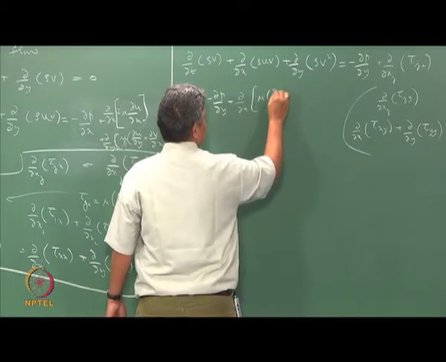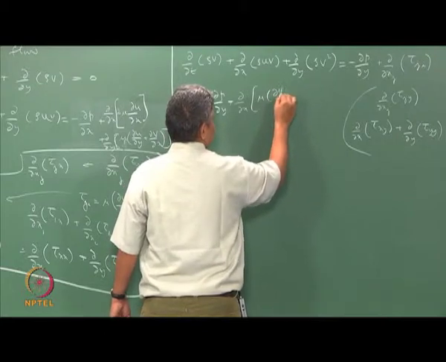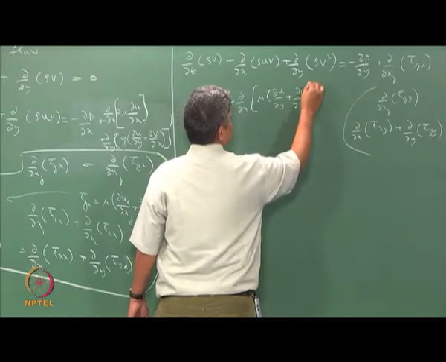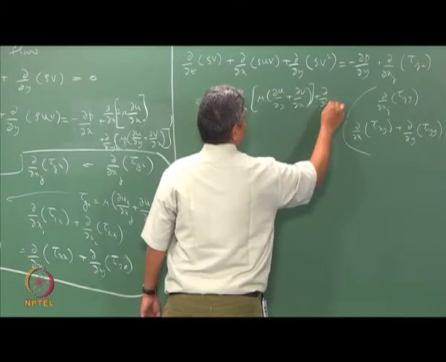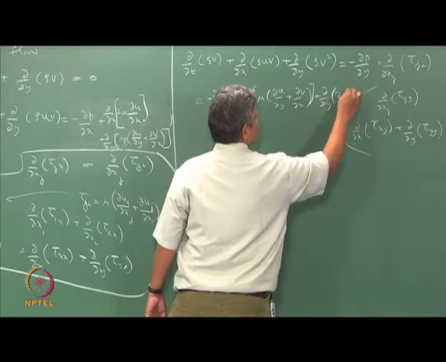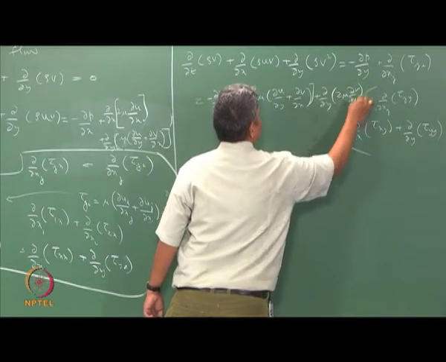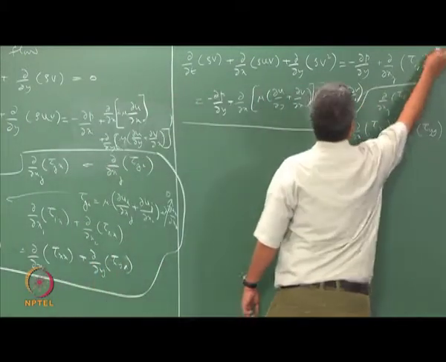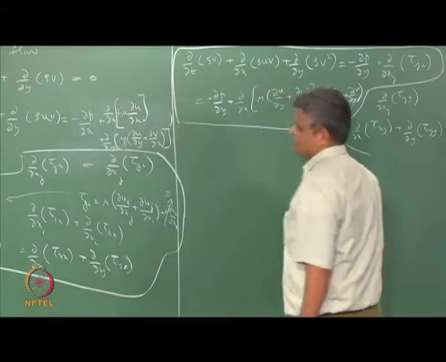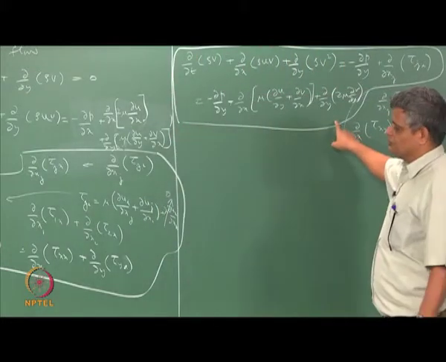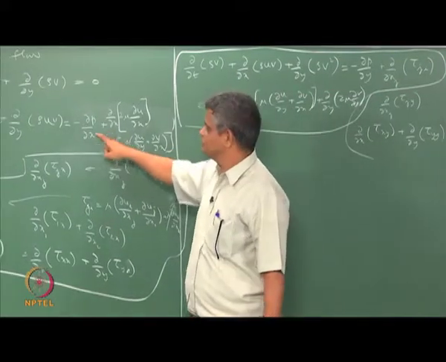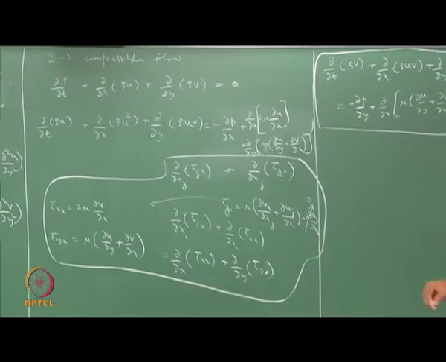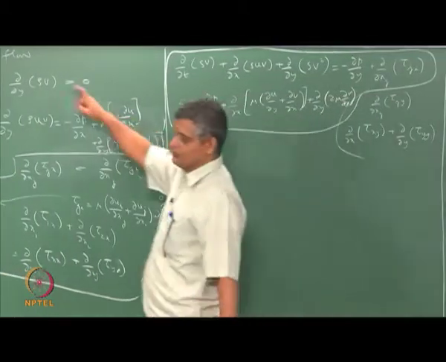plus ∂/∂x of μ (∂u/∂y plus ∂v/∂x) plus ∂/∂y of 2μ ∂v/∂y. So this is our y momentum equation, and this is the x momentum equation, and this is the continuity equation. Do we have anything more? We need to have, because it is compressible flow.